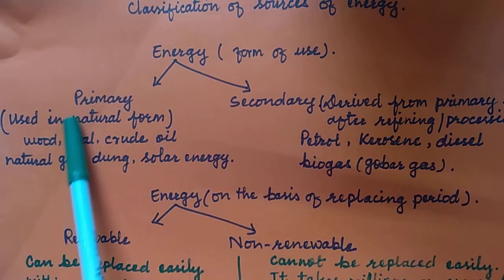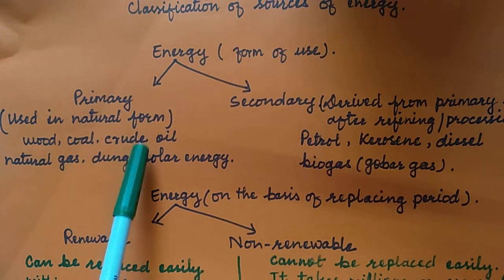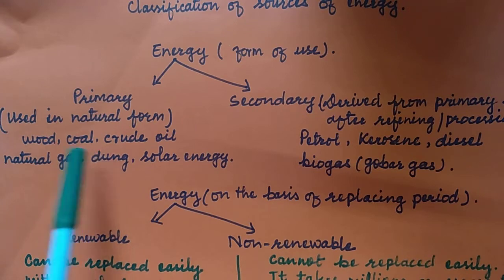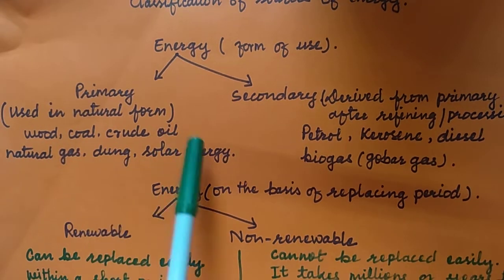So these are primary sources of energy. These sources of energy are used in their original, natural form. These need not be processed or refined before using.